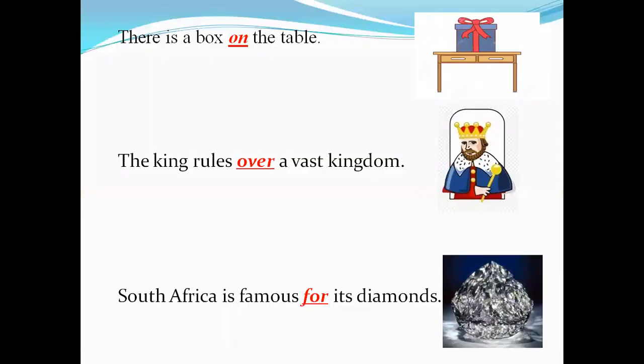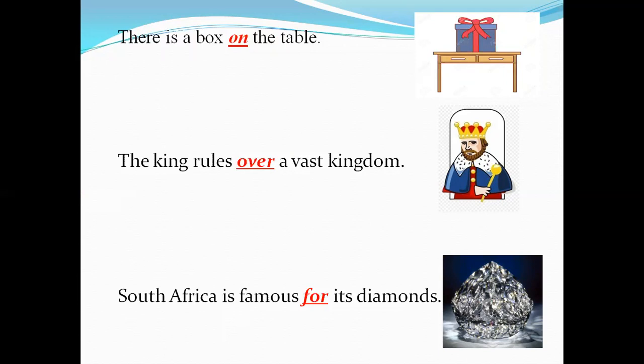Here are a few examples. The first example we have over here is, there is a box on the table. In this sentence, the preposition on shows the relationship between two nouns. The two nouns are box and table.